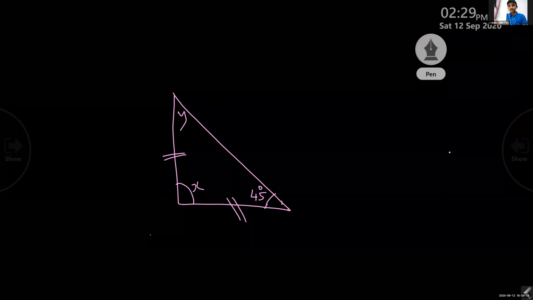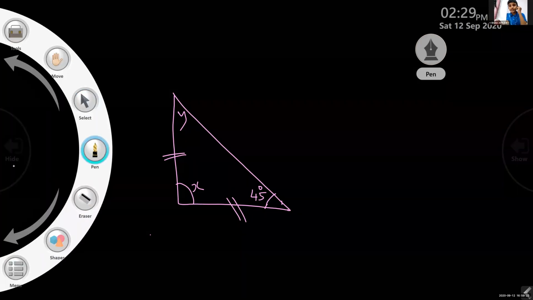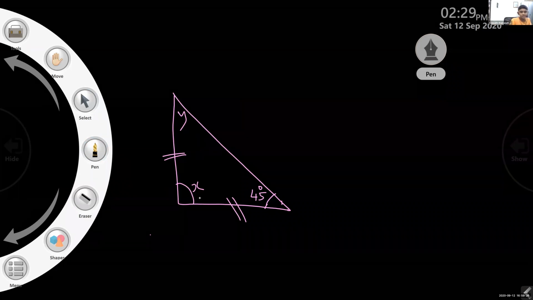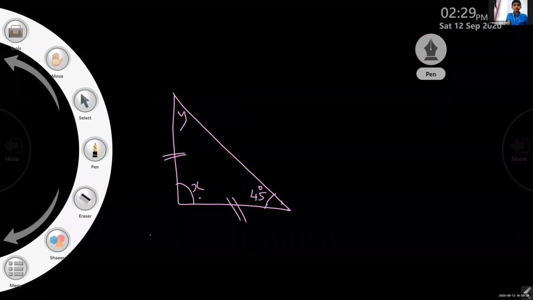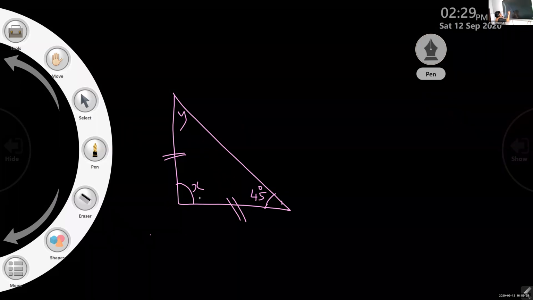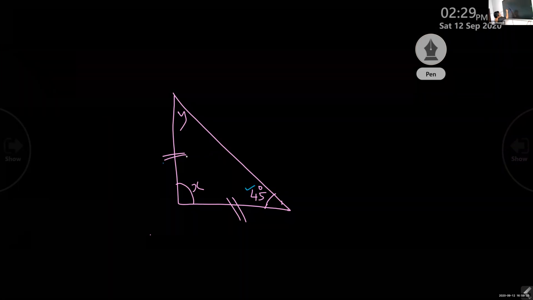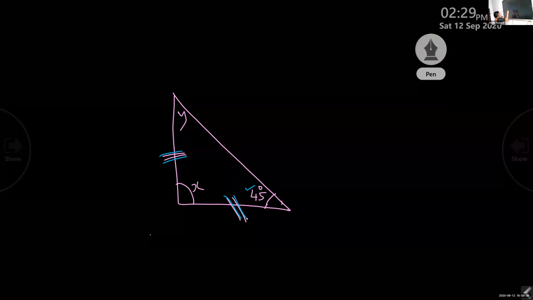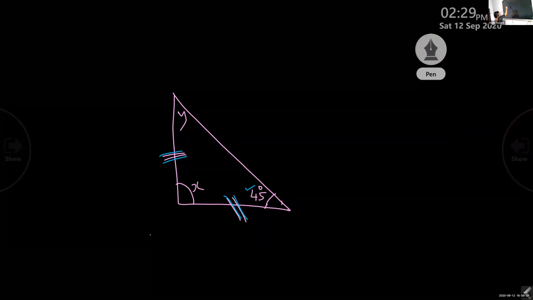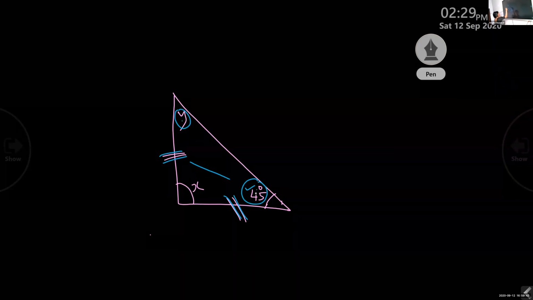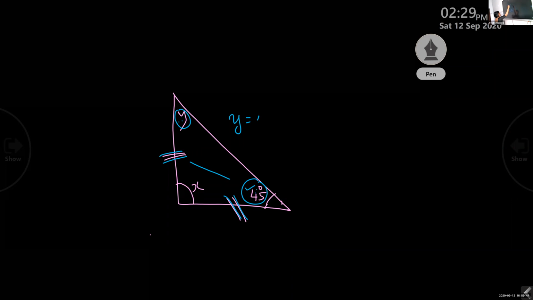Y will be 45 degree. Very good. Because these two sides are equal, isn't it? 45 plus 45 is 90 degree. So we have to get 180 degree. Very good. So we'll get 90 degree as X. Because this angle is 45 degree and you see these two sides are equal, so angles opposite to these sides are this angle and this angle. So these two are equal. Y is equal to 45 degree.